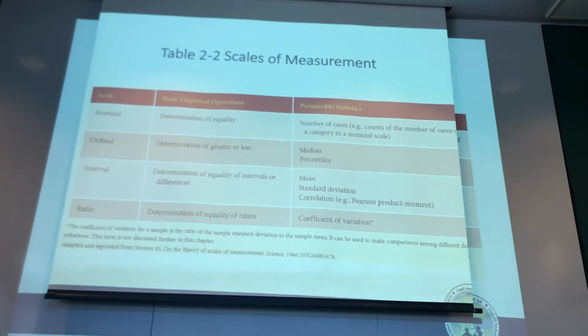Here we have the summary. Nominal: determination of equality, number of cases, counts of number of cases, categorical. Ordinal: determination of greater or less. Always the ordinal is a satisfaction scale from 1 to 5, satisfied to dissatisfied. Interval: differences, equality of interval or differences. We have time, and also when we calculate differences between two different population means, this is considered interval. Okay, so we can calculate standard deviation, mean, correlation.